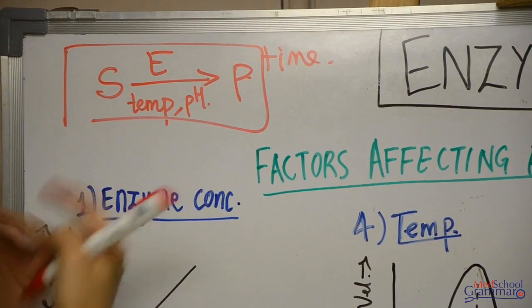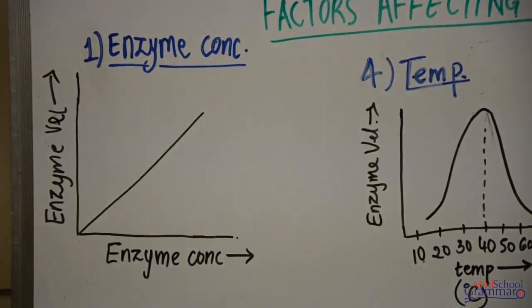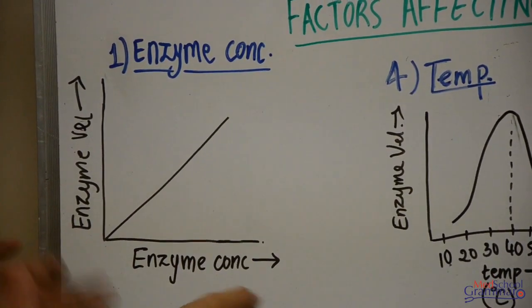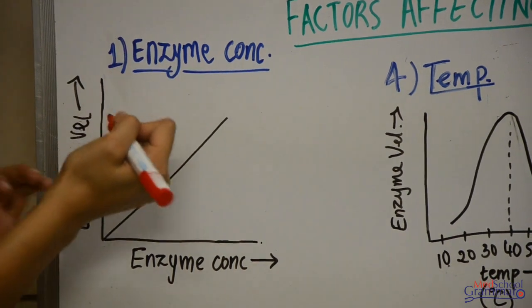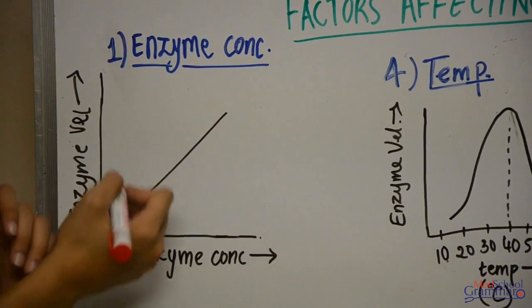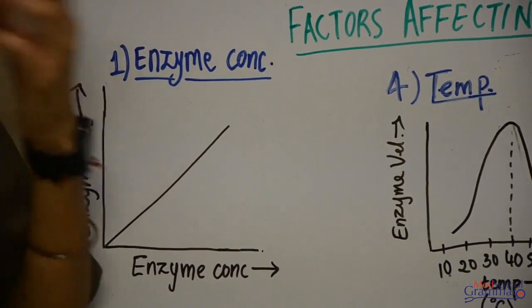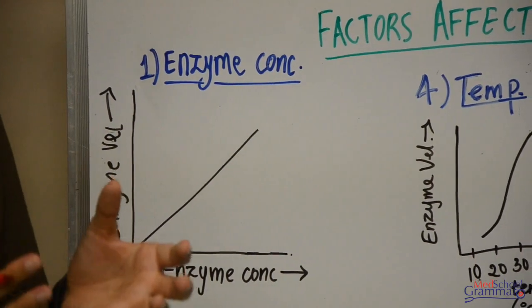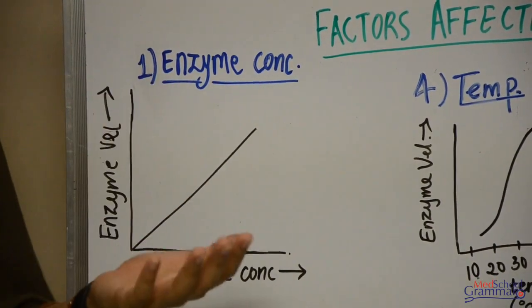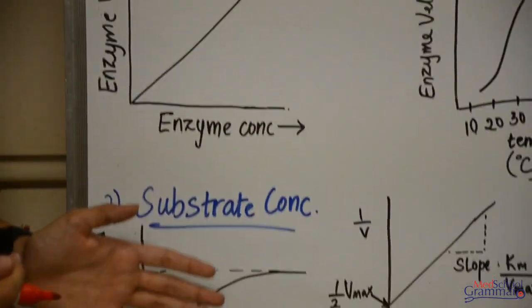So let's look into each of these now. First, we look at enzyme concentration. Now, if your enzyme concentration increases, the velocity of the enzyme reaction also increases, right? There is a direct relation between the two. It is directly proportional. Obviously, if your enzyme molecules increase, there are more molecules of the enzyme to bind with the substrate. So your velocity of the reaction will increase, right? We move on to substrate concentration.